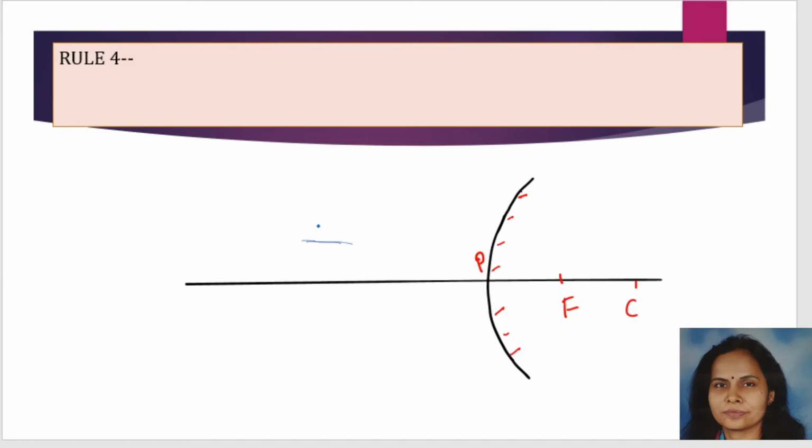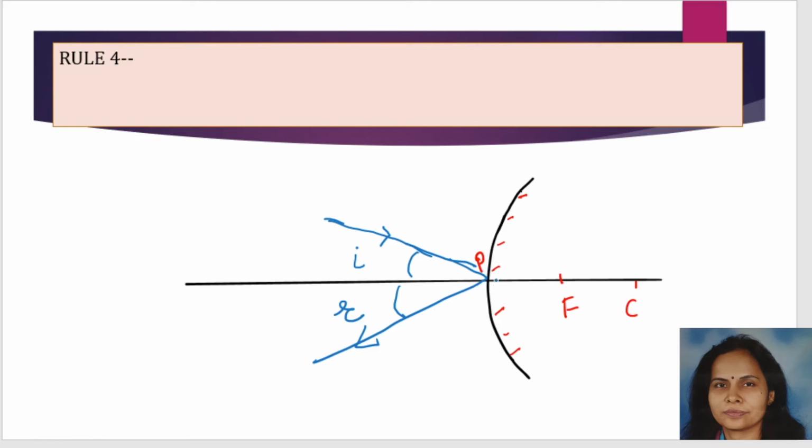Now the last rule says if an incident ray falls obliquely towards the principal axis on the pole, then after reflection, it will pass to the other side of the principal axis, making angle I equal to angle R. Now, what is the normal here? Since we know P itself, the pole itself, is the point of incidence here.